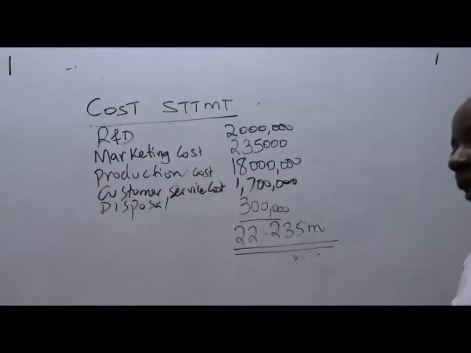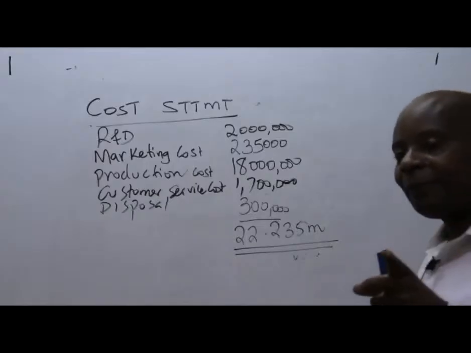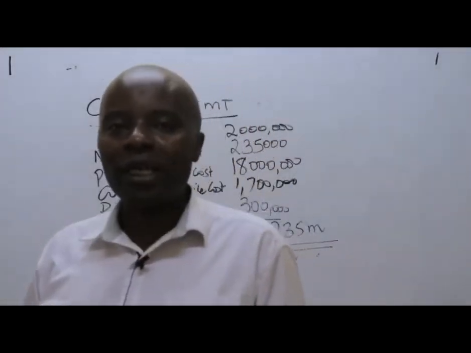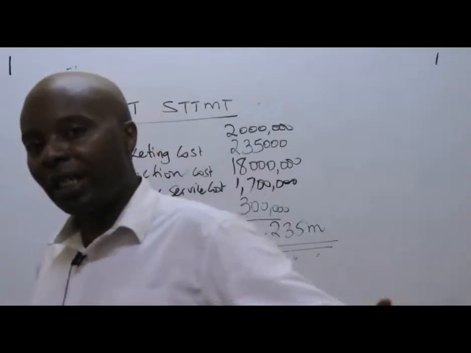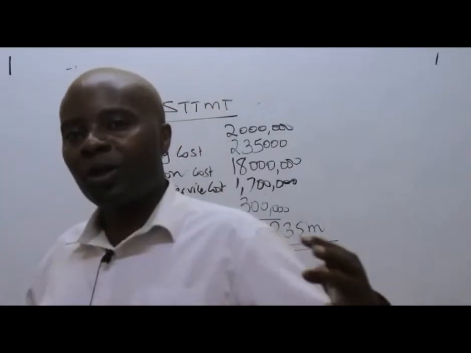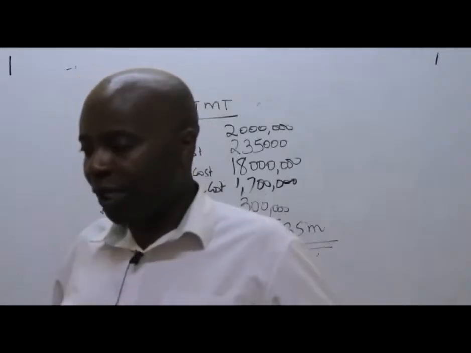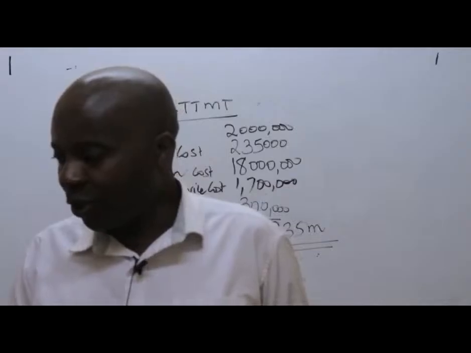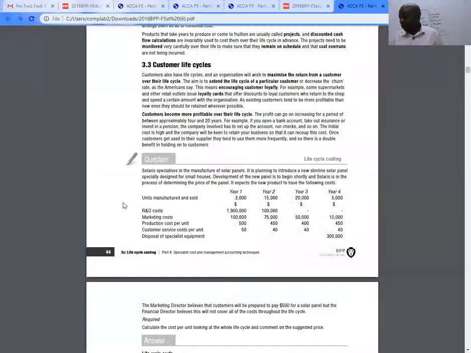Now, ladies and gentlemen, you have to be quite keen. What this examiner wants you to do is to ascertain the cost per unit, meaning that you must go over the years and add for us the total output, the total production quantity for the 4 years. Go back to the question. Could you kindly add for us units manufactured and sold? Year 1, 2,000. Year 2, 15,000. Year 3, 20,000. Year 4, 5,000.